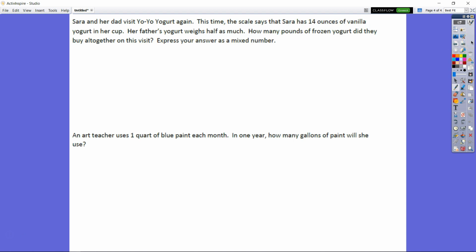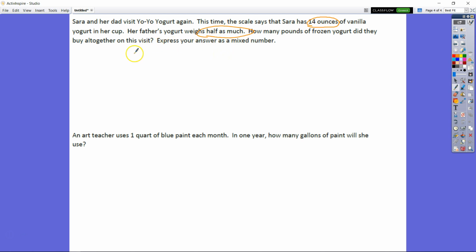All right, looking at our next problem here. Sarah and her dad visit Yo-Yo Yogurt again. This time the scale says that Sarah had 14 ounces of vanilla yogurt in her cup. Her father's yogurt weighed half as much. How many pounds of frozen yogurt did they buy altogether on this visit? Express your answer as a mixed number.